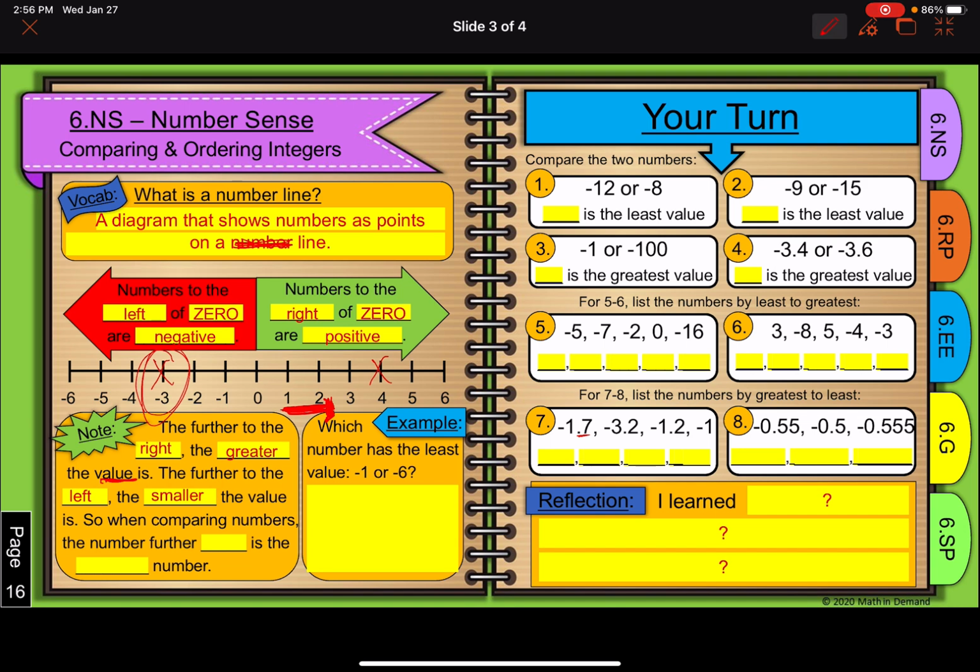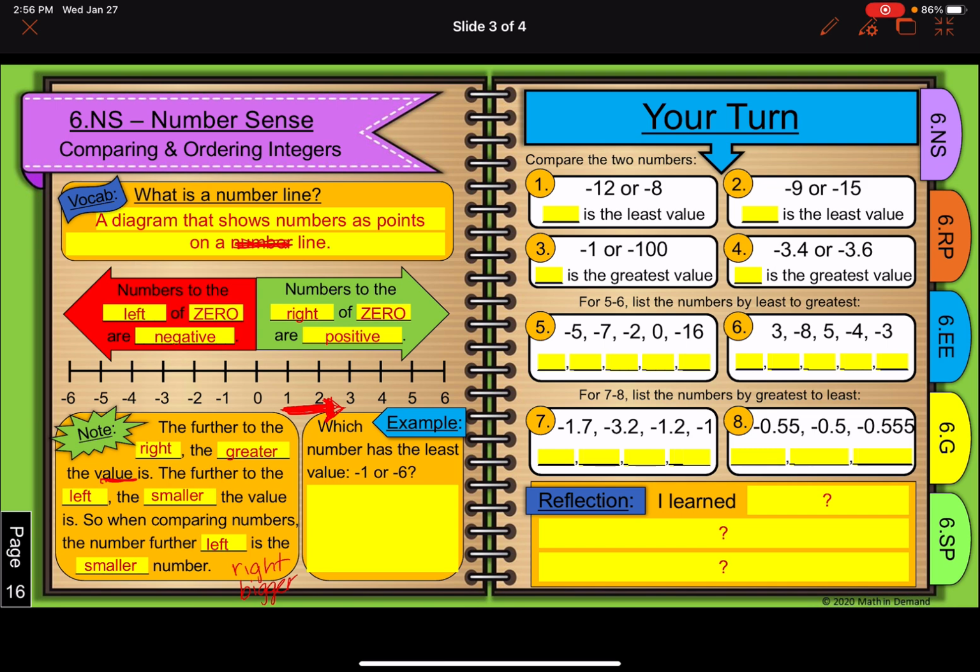This helps us because when we are comparing numbers, we can say the number further left is the smaller number. Now, you can also add to it and say the number that is further right is the bigger valued number, the greater number.